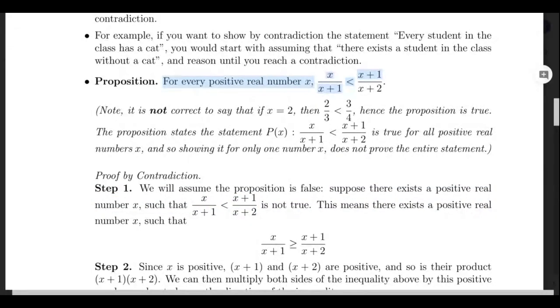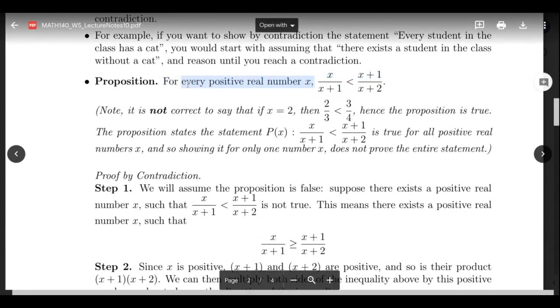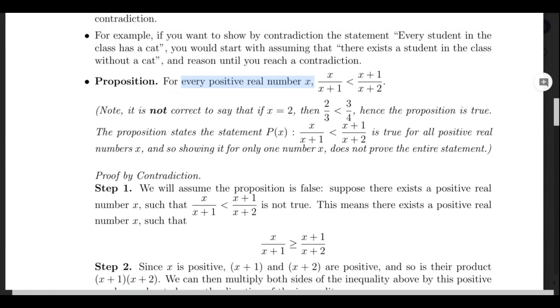Okay, you see the step? The proposition, we want to prove this proposition. Right? How do we prove this proposition? It's difficult to prove for every positive real number x. Of course, later on, we're going to talk about something called induction. Sometimes we can prove by induction. But for such a case, we can prove by contradiction.